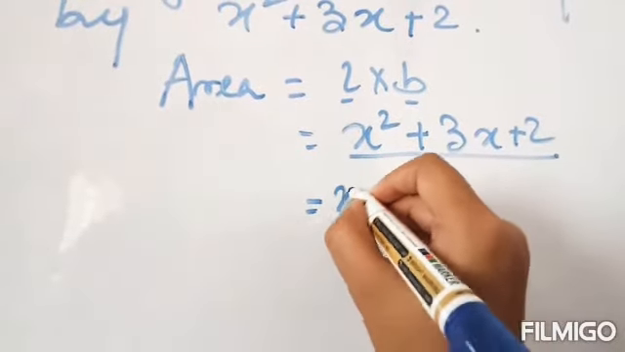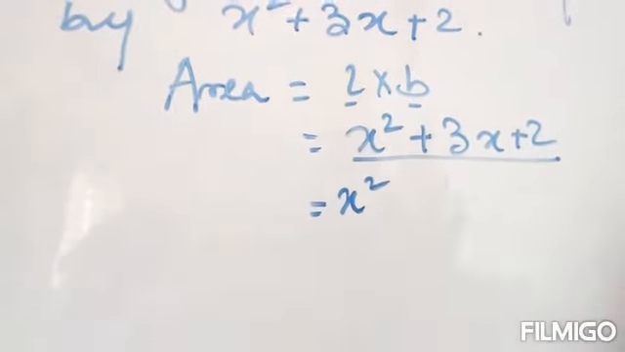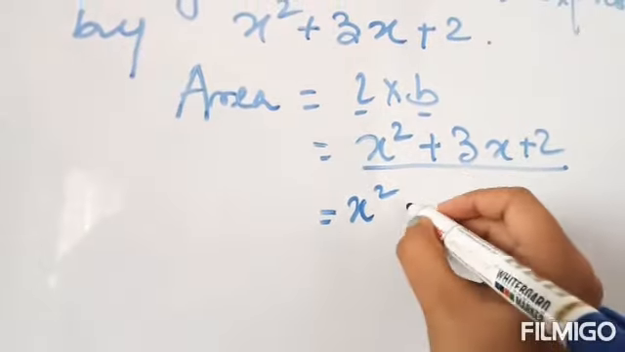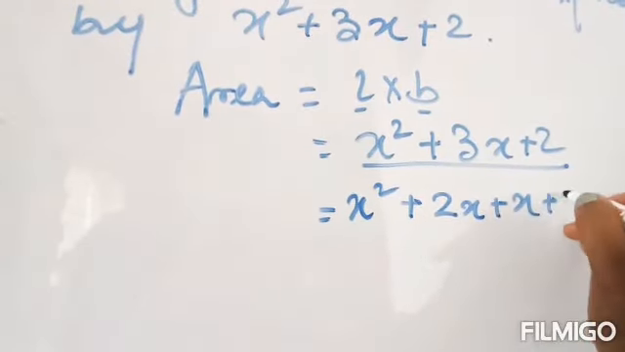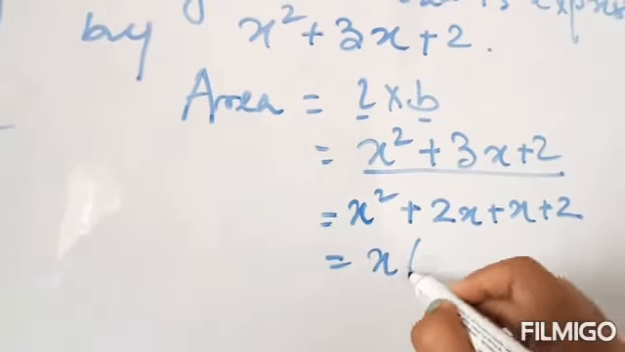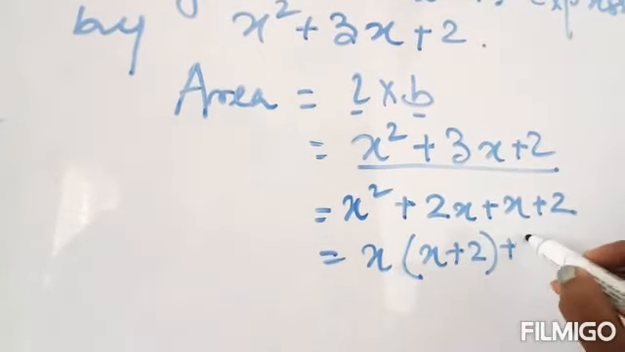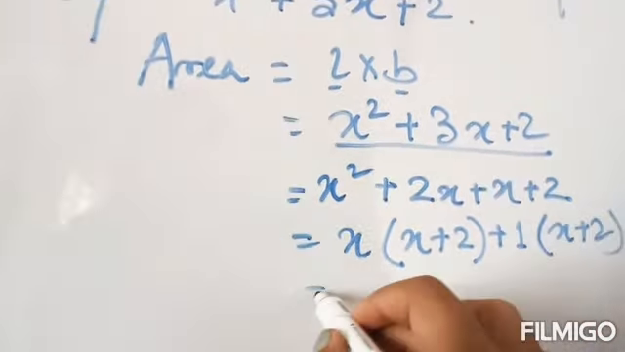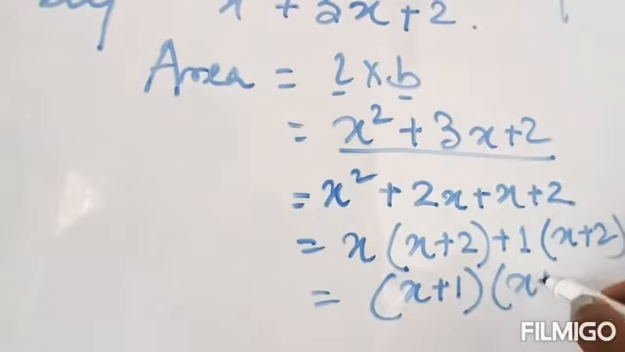So it will be x square. Now here you see 2 and here is 1, so 1 and 2 are the factors, and we have to break this middle term. I can break it as 2x plus x plus 2, and here I can take x common. If I take x common, what remains is x plus 2, and from the other part if I take 1 common, what remains is x plus 2. So I am getting two factors, one is x plus 1 and another is x plus 2.